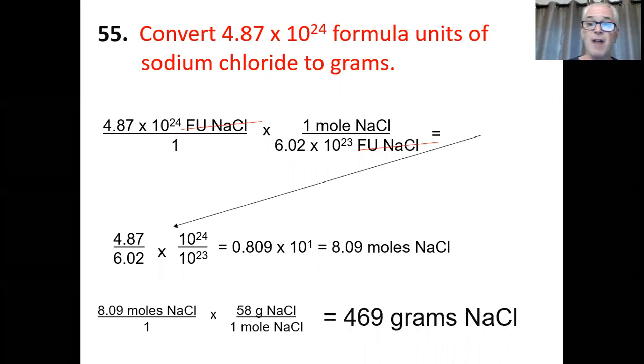And somewhere off to the side, you're going to have to write NaCl and then list underneath NaCl, 1 times 23 grams for sodium and 1 times 35 grams for chlorine. And that's 58 grams per mole. The moles in the numerator means in the conversion factor, we put moles in the denominator. And the answer pops out 469 grams of sodium chloride.